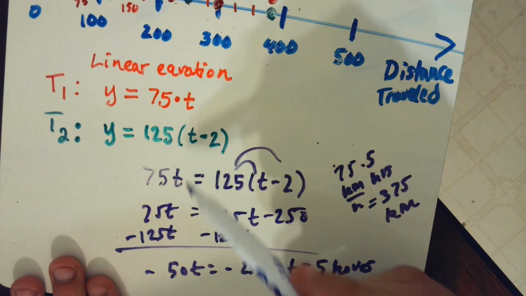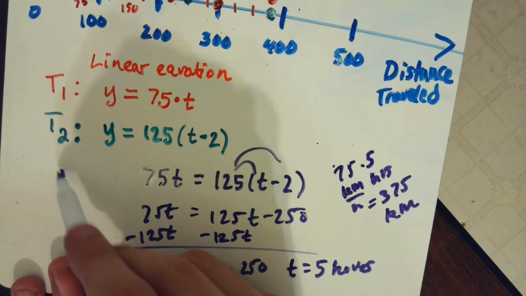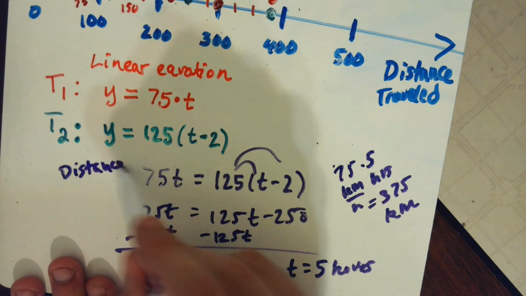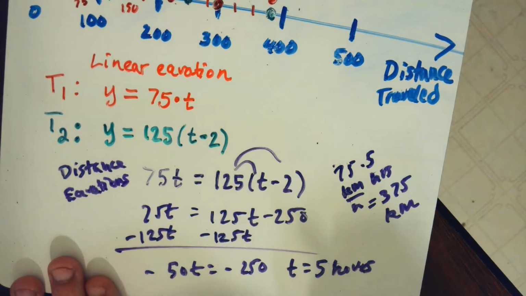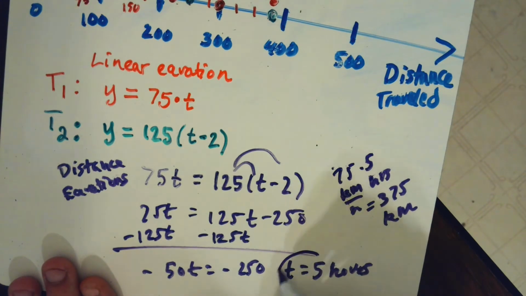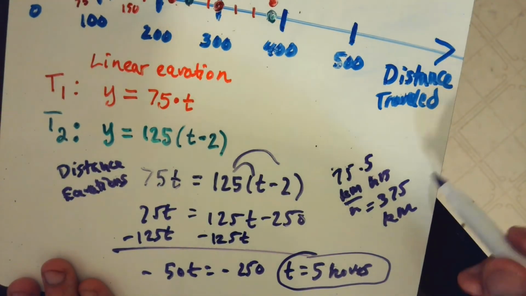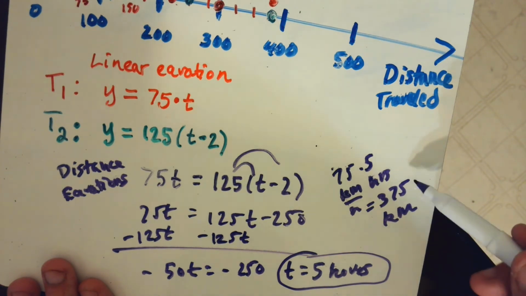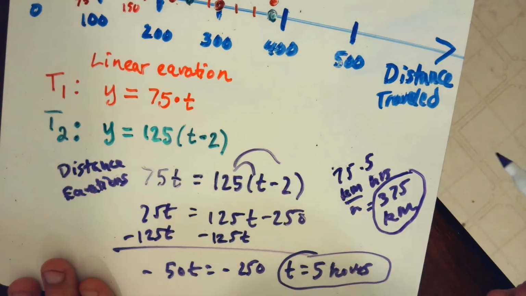And after setting these two distance equations equal to each other, we can solve for t, which was 5 hours, but what the question was asking for was the number of kilometers, how far from that train station the two trains would meet, which would be 375 kilometers. So that's the end of this video.